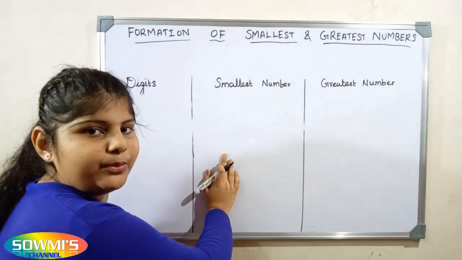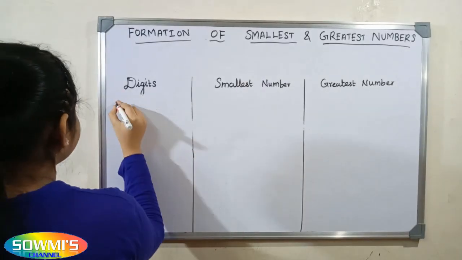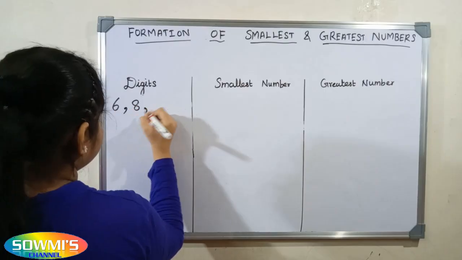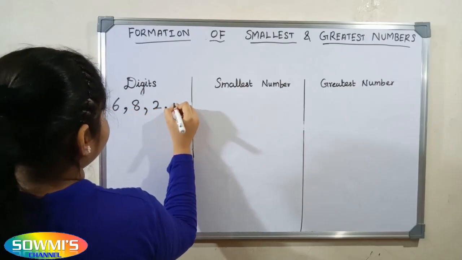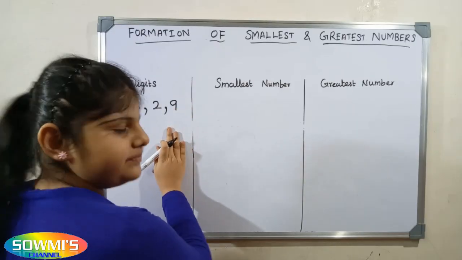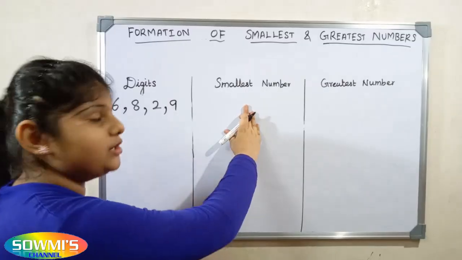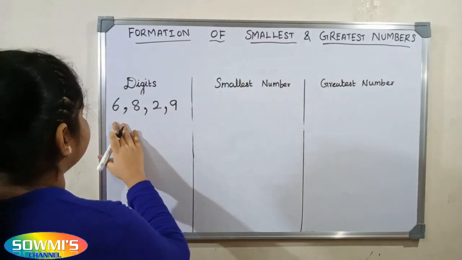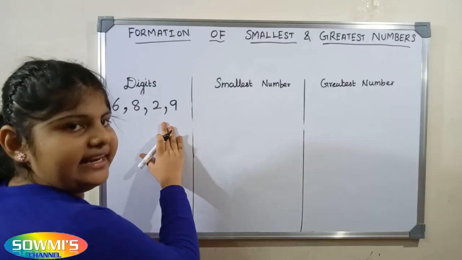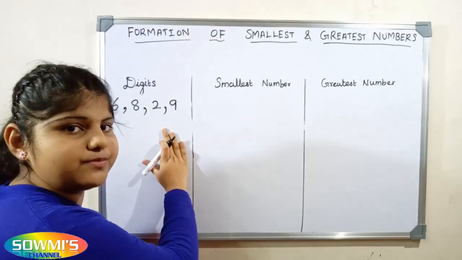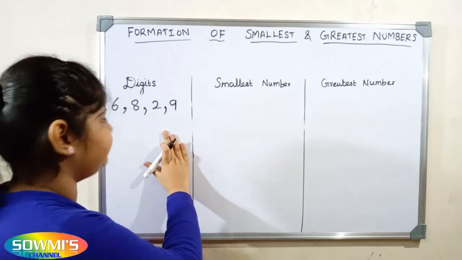For example, we can take 6, 8, 2, 9. First we will form smallest number. To form smallest number, now we have to arrange these digits in ascending order. Ascending order means arranging the digits from smallest number to largest number.